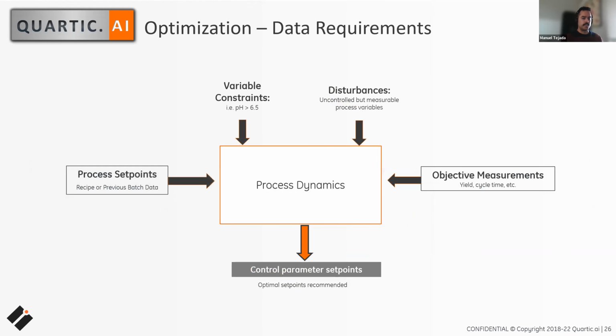Let's start with the minimum data requirements. So these are going to be the process set points and objective measurements, as Xiao mentioned. Not only are these readily available, but they'll allow us to do something very powerful: understand how the parameters you can control impact the output you want to optimize. The underlying algorithm will make set point recommendations that are most likely to achieve the desired objective.